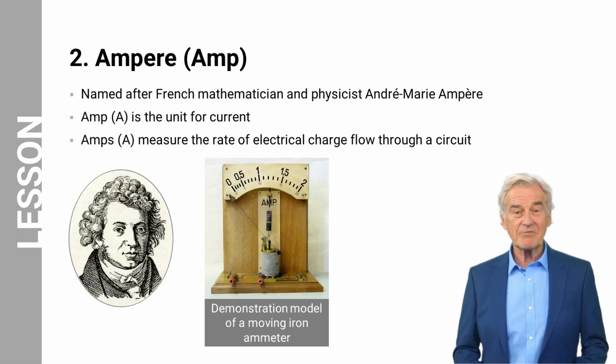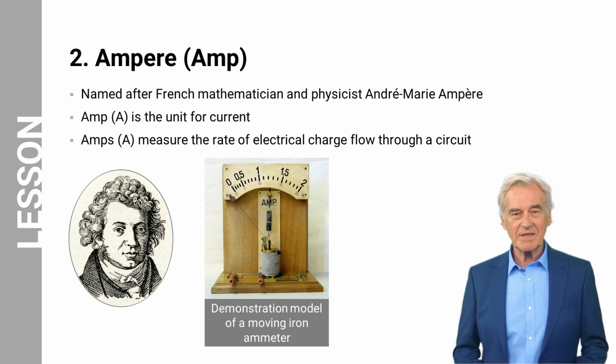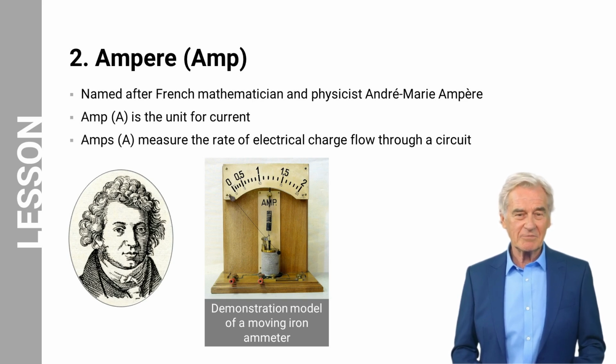Ampere is named after French mathematician and physicist André-Marie Ampère, 1775 to 1836. He is considered the father of electromagnetism, along with Danish physicist Hans Christian Ørsted. The amp image is a demonstration model of a moving iron ammeter. As the current through the coil increases, the plunger is drawn further into the coil, and the pointer deflects to the right.